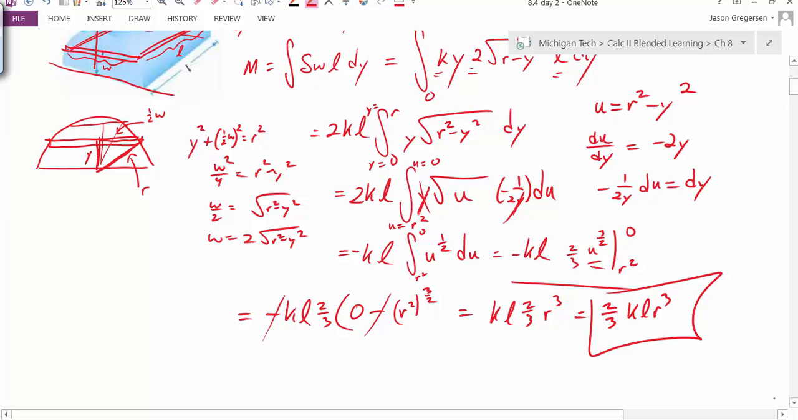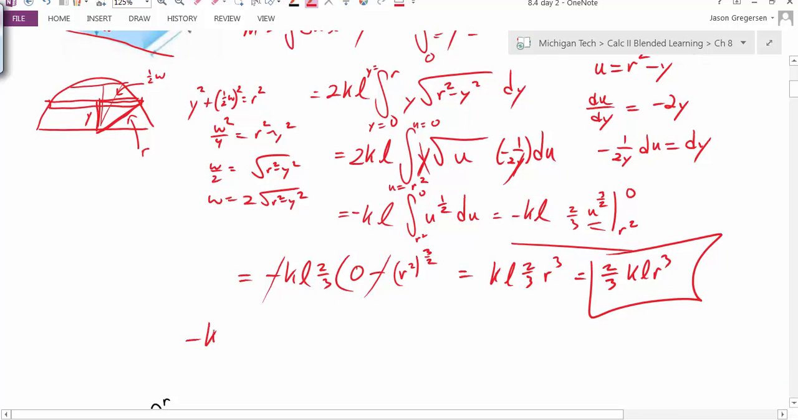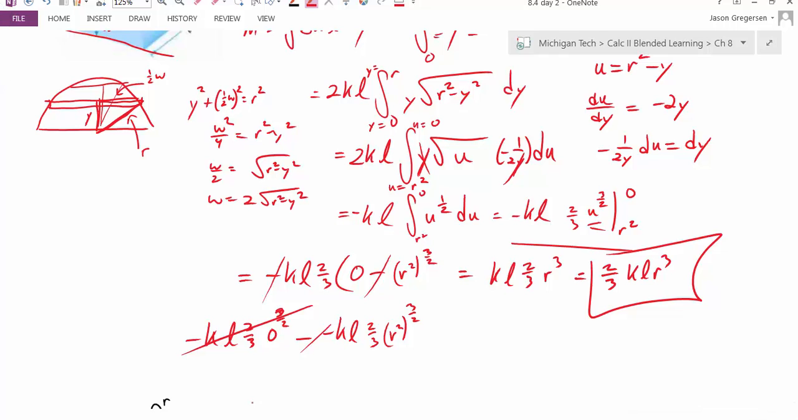Like I certainly could take this whole expression and evaluate those two spots. I would get negative KL times 2/3 times 0 to the 3/2 power, minus a negative KL times 2/3 times r squared raised to the 3/2 power. I could certainly always write it like that, but whenever there's a constant in front, I can leave that out front and just evaluate the meat of those two limits of integration. If I did this, of course, that would go away. I would still be left with a positive. I would have that same expression. I'm just factoring out ahead of time. Does that make sense? Okay. Other questions?